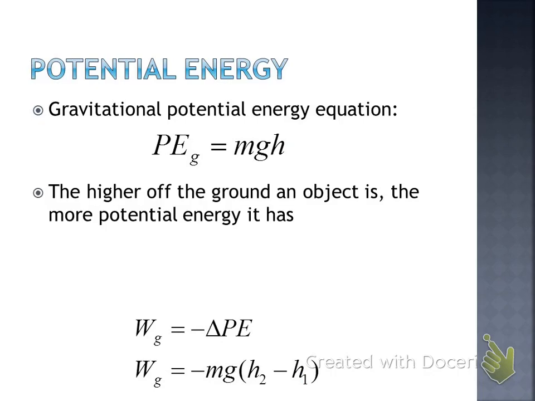Okay, so the higher off the ground an object is, the more potential energy it has. As it falls, it starts to lose potential energy and gain kinetic energy. So as it falls farther and farther, it's kind of like a pie chart. You'll see it lose potential but gain kinetic.